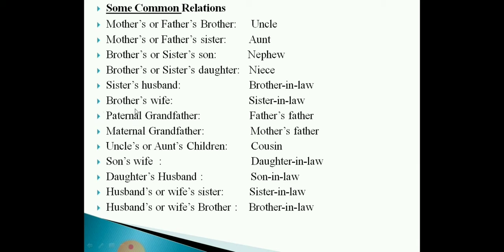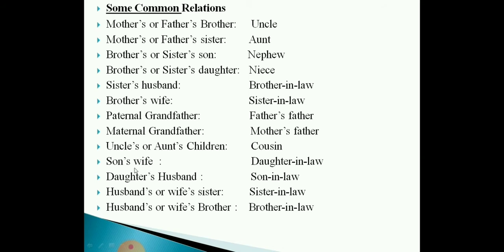The next term is paternal grandfather. The term paternal is related to father. Paternal grandfather means father's father. In the same way, maternal is related to mother. Maternal grandfather is mother's father, maternal aunt is mother's sister, and maternal uncle is mother's brother.